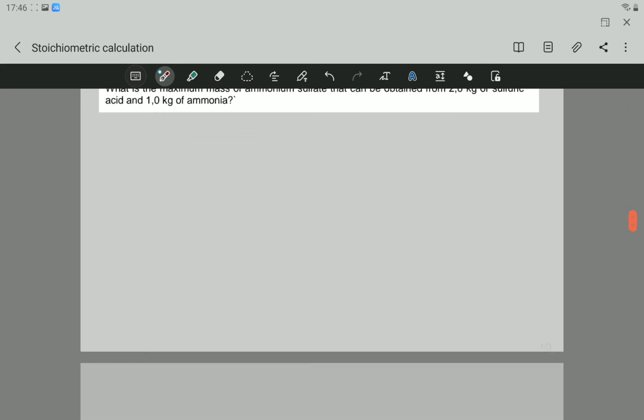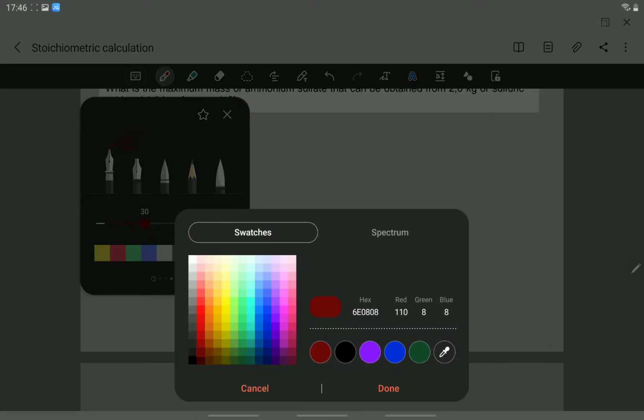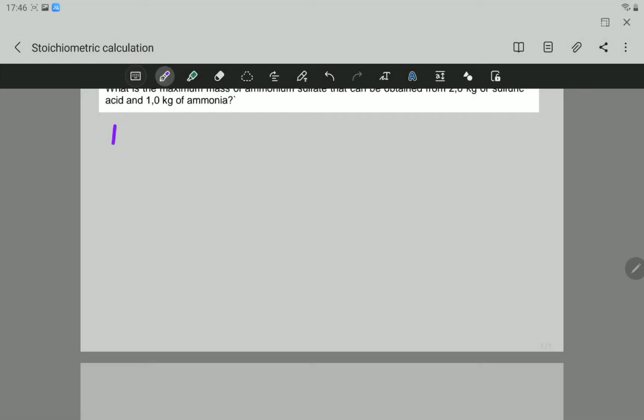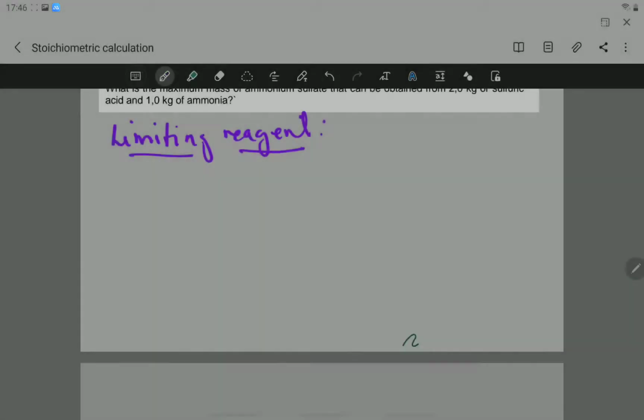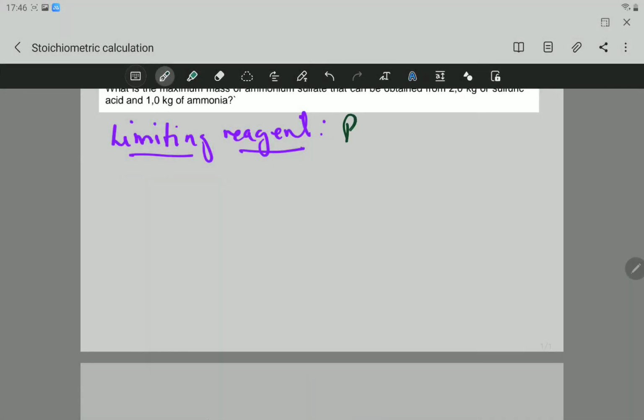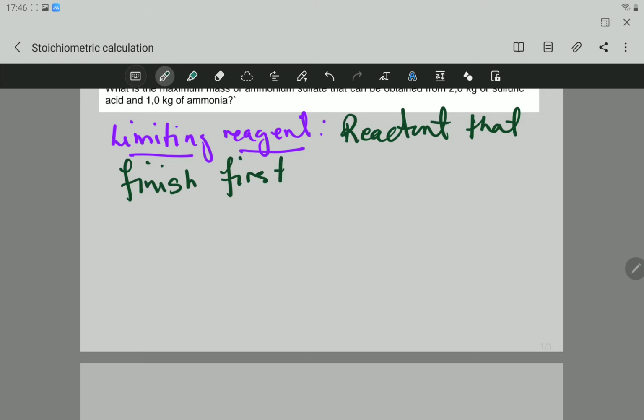So before we go further, let's see what is the definition of limiting reagent. Now, what is the limiting reagent? Limiting reagent is the reactant that will finish first in a chemical reaction. So it's the reactant that finishes first during a chemical reaction.